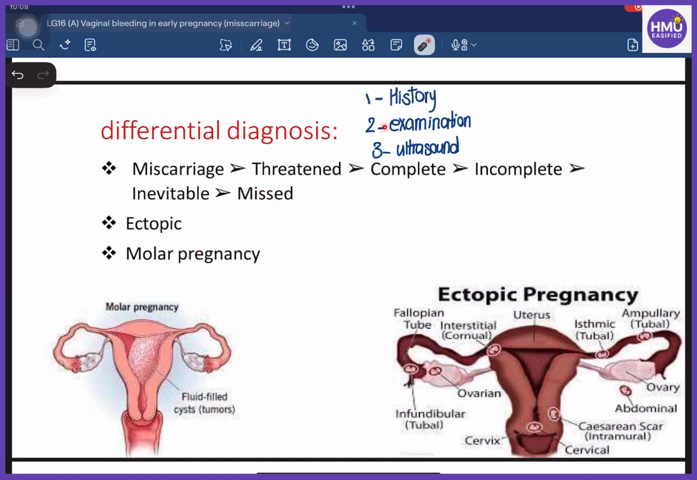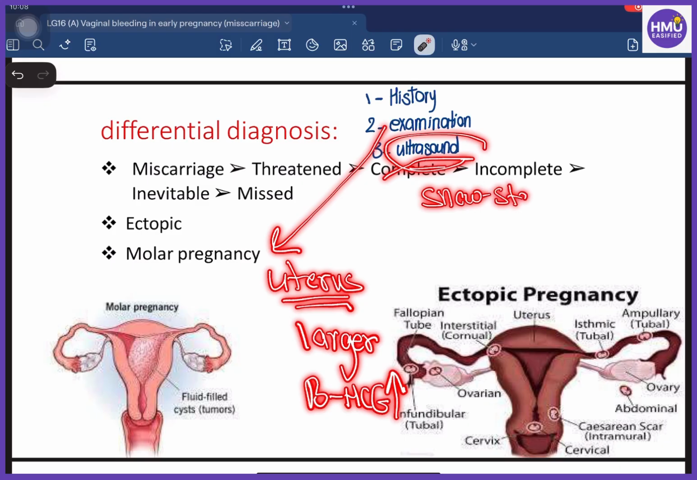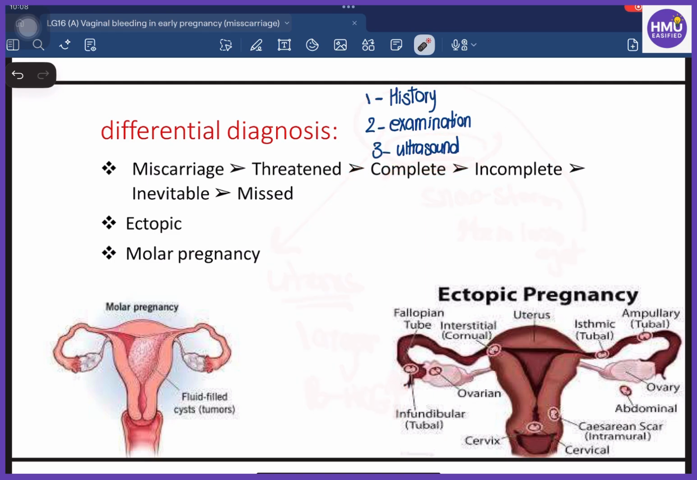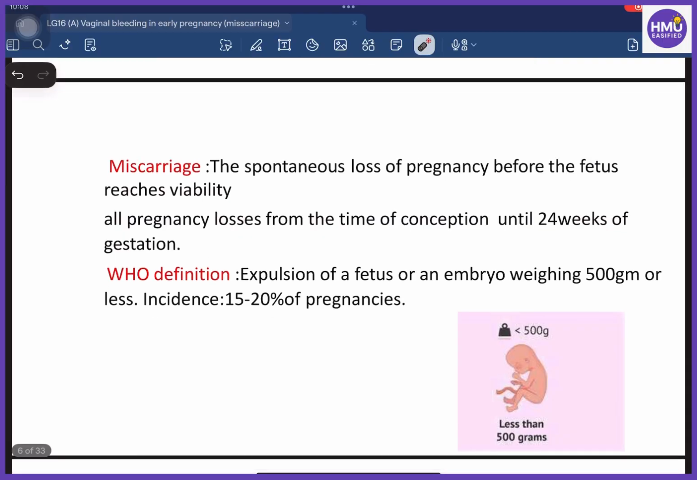On examination, the uterus, especially if it's a complete form, is larger than usual, and beta HCG is markedly elevated. And on ultrasound, you will see a snowstorm appearance, and also you can see theca lutein cysts. Based on these three points, you can tell if it's molar pregnancy, ectopic pregnancy, or miscarriage. So now let's get back to miscarriage.